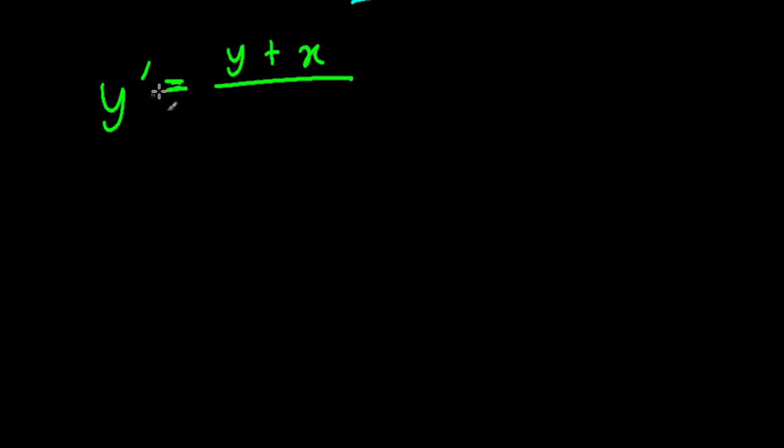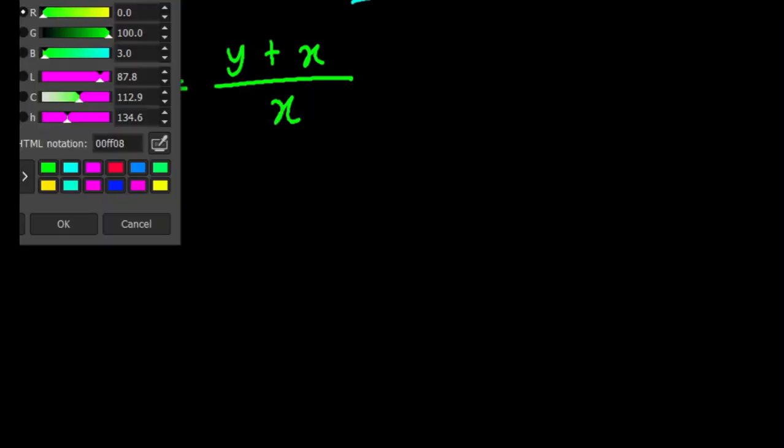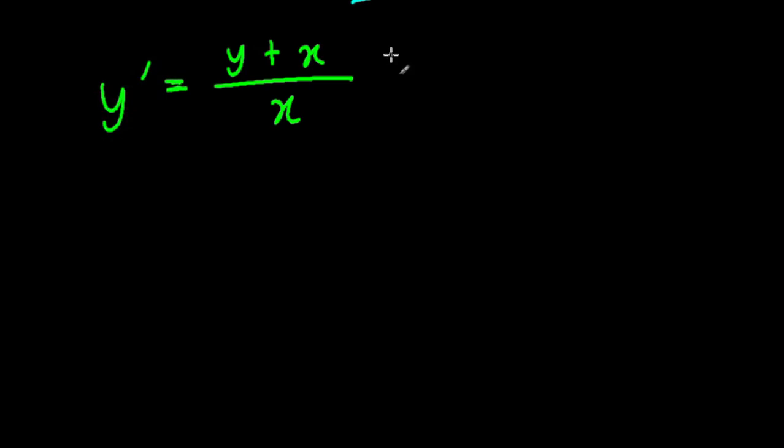So what we have is y prime, the derivative of y, is equal to y plus x divided by x. All right. Compared to a lot of differential equations, even separable ones that we have done, this looks very simple. However, it's still not separable. You can try to separate as much as you want.